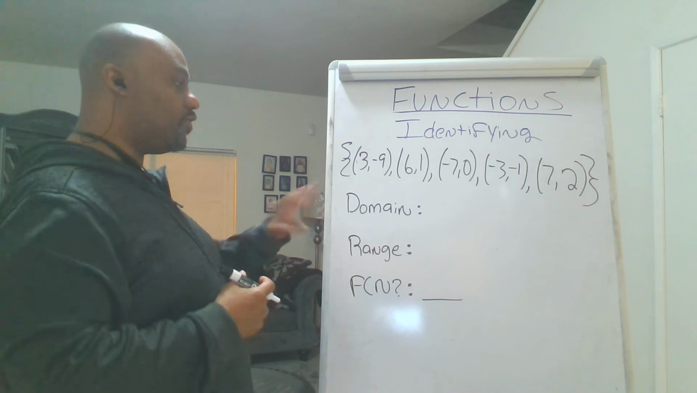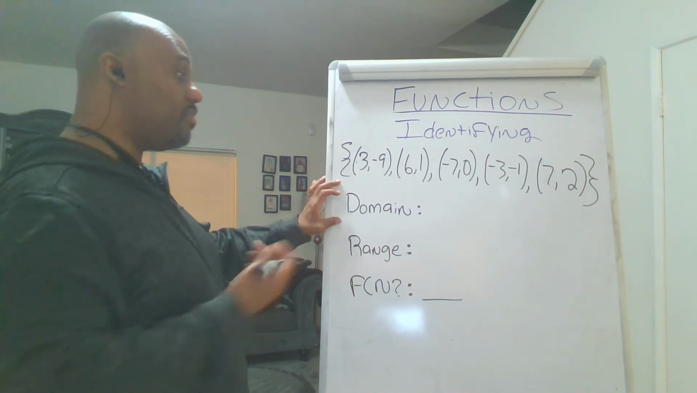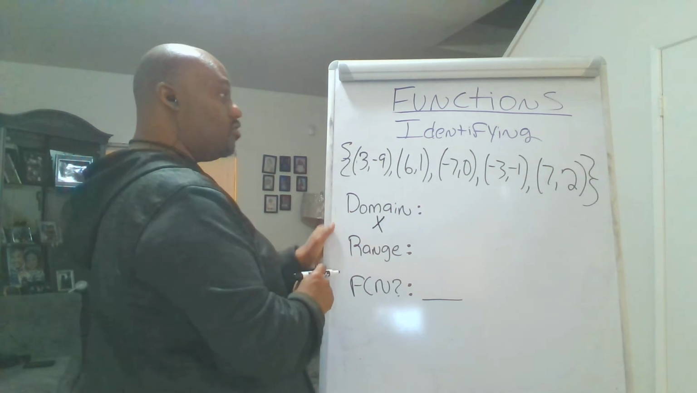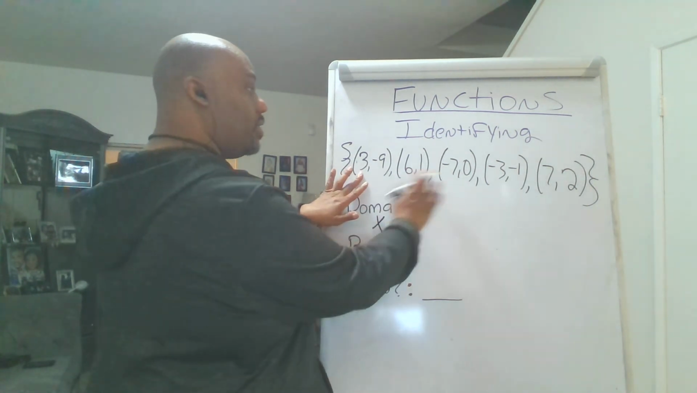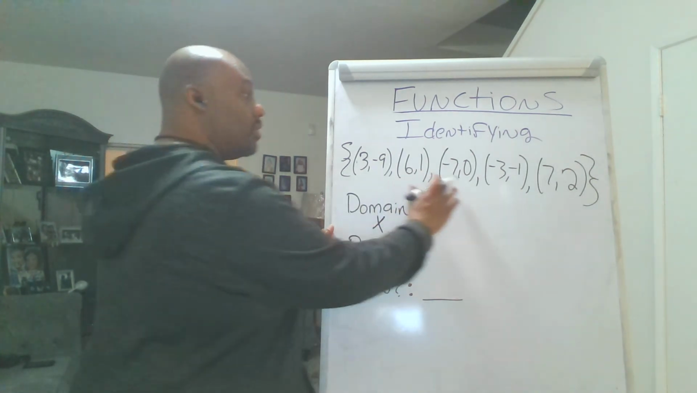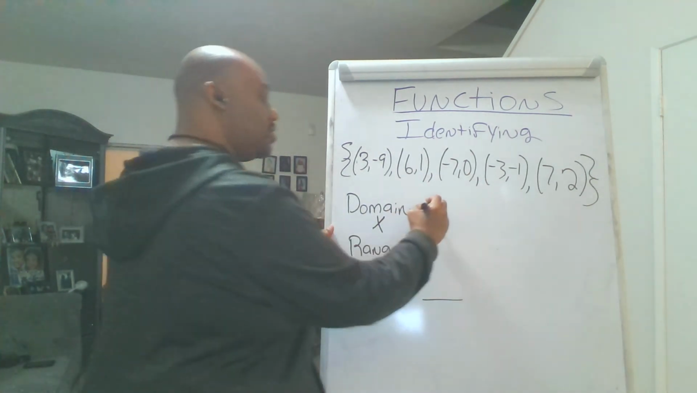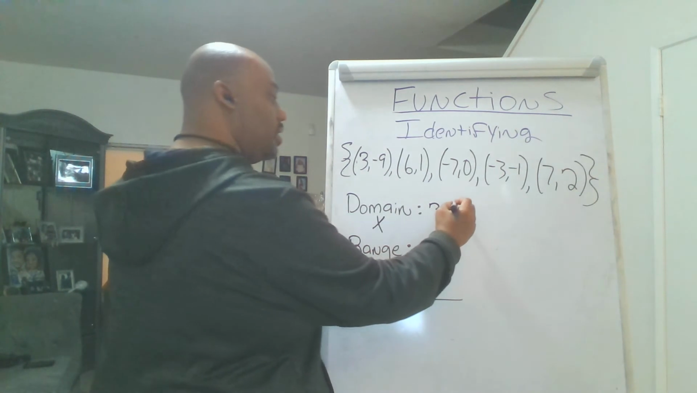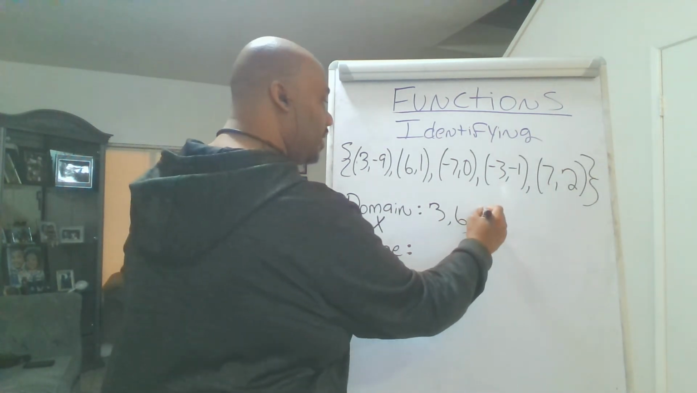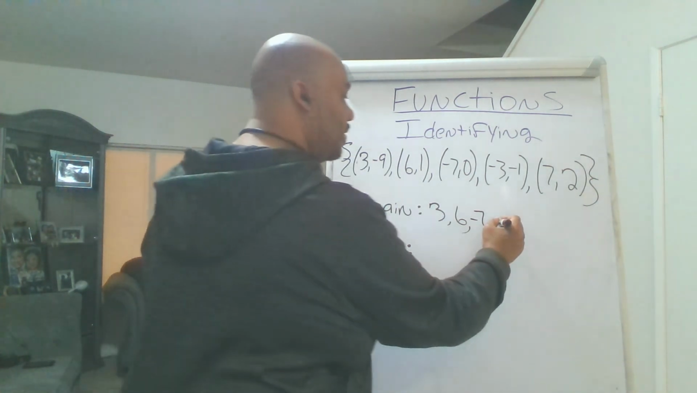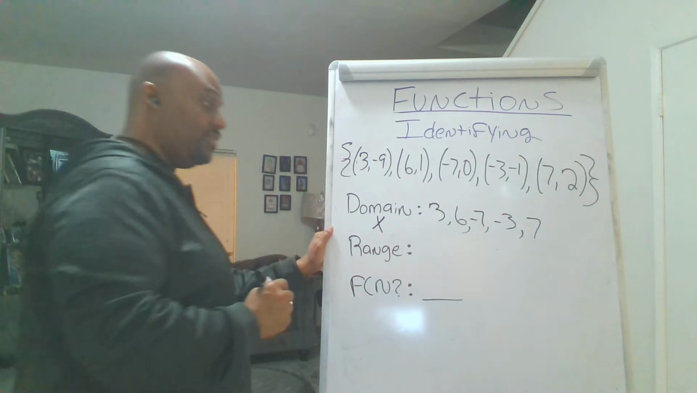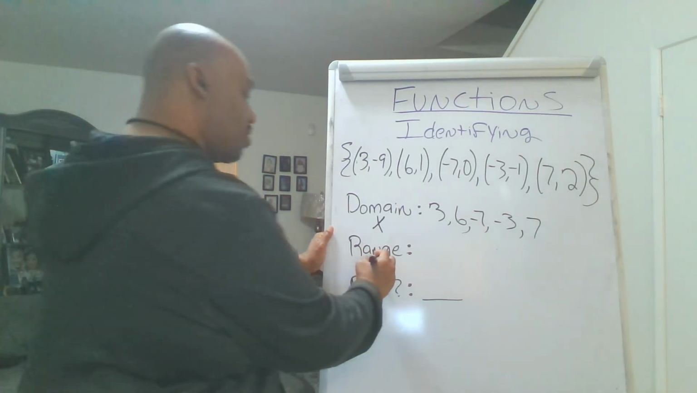The first thing we want to do is look at our domain. Remember, our domain is our list of x values. So our x values are always going to be our first value. What we're going to do is just write the first number in our ordered pair down. So that's going to be 3, 6, -7. That is a 7, trust me. -3 and 7.